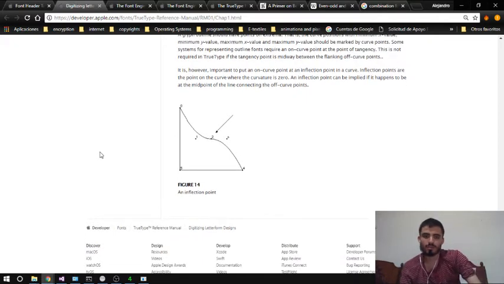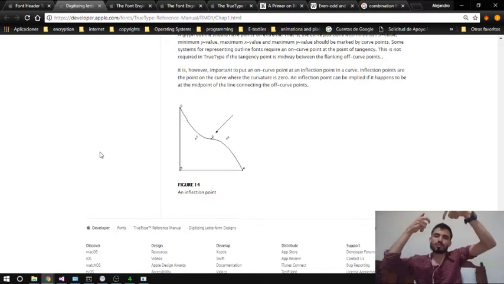Okay, an inflection point. That looks like a cubic one, but probably is just two quadratics. Just flip around.